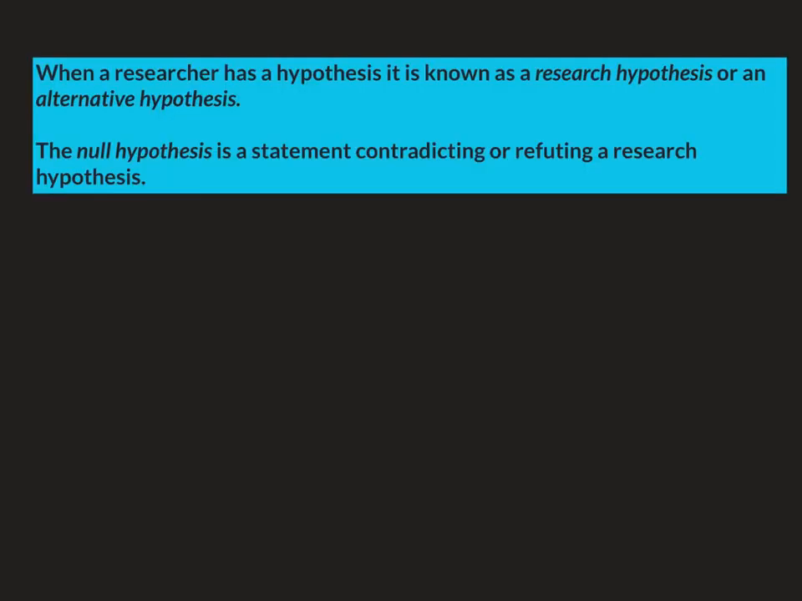When a researcher has a hypothesis, it is known as a research hypothesis, and it is sometimes called an alternative hypothesis. A hypothesis is an expected answer to a research question. It's usually written as a statement. The null hypothesis is a statement contradicting or refuting a research hypothesis. Therefore, whenever we set up a research hypothesis, a corresponding null hypothesis is implied.